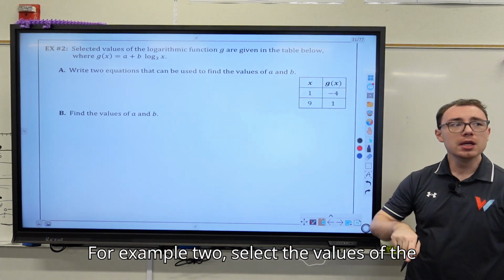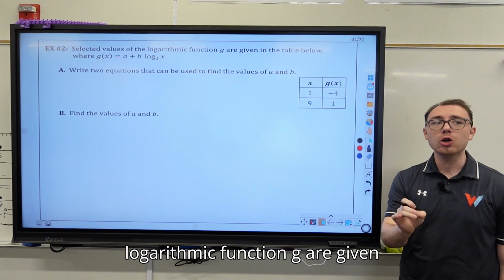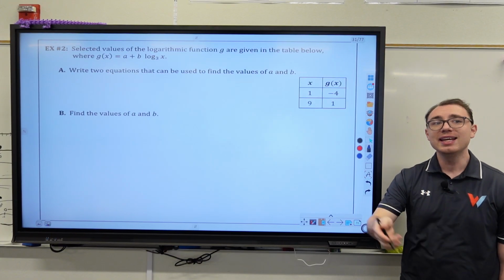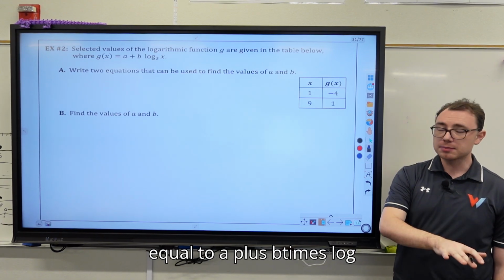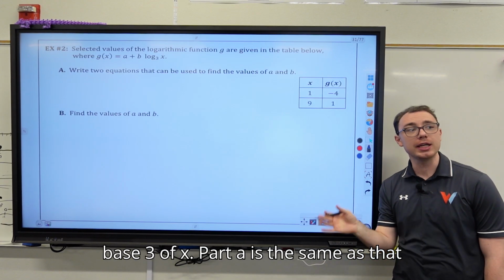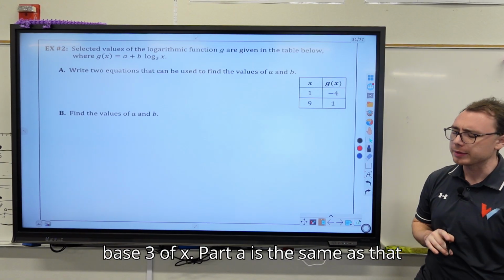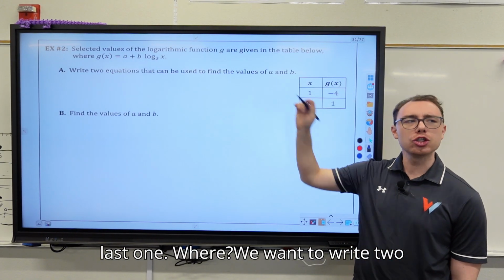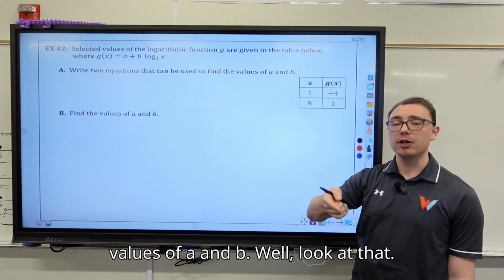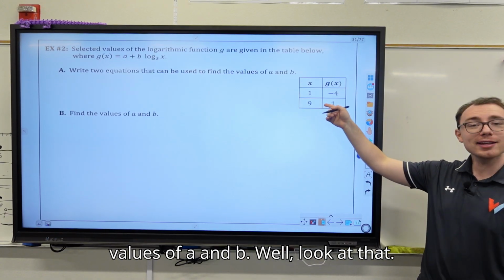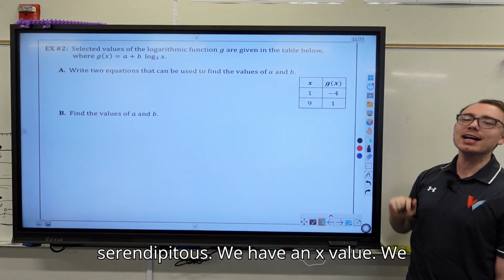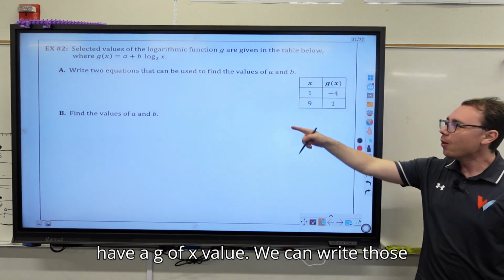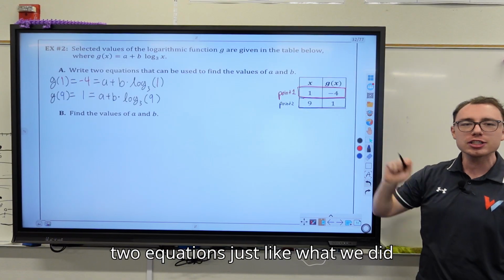For example 2, select the values of the logarithmic function g are given in the table below, where g of x is equal to a plus b times log base 3 of x. Part A is the same as that last one, where we want to write 2 equations that can be used to find the values of a and b. Oh, look at that. We're given 2 more points, as if it was serendipitous. We have an x value. We have a g of x value. We can write those 2 equations just like what we did before.